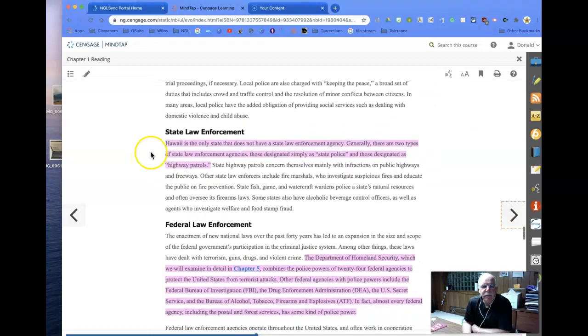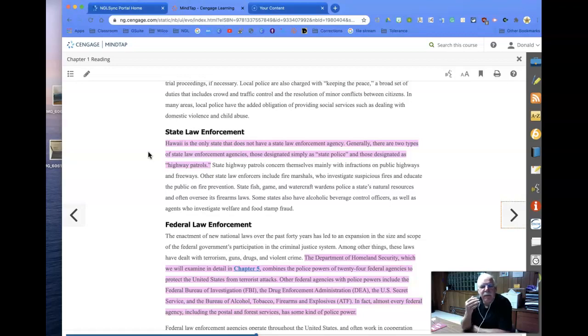At the state level, all the states have a state law enforcement agency except for one. That's Hawaii. Hawaii is the only state that does not have a state law enforcement agency. And generally speaking, those state agencies are divided into either state police or highway patrol. Like in Illinois, we have the Illinois State Police, and they're not called police officers, they're called troopers.